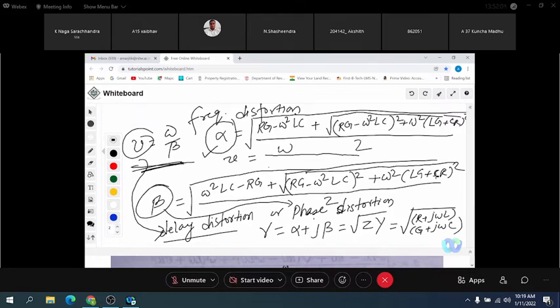Okay, any other suggestion? Any other suggestion by any student? How to eliminate the delay distortion and frequency distortion? First talk about delay distortion, velocity.